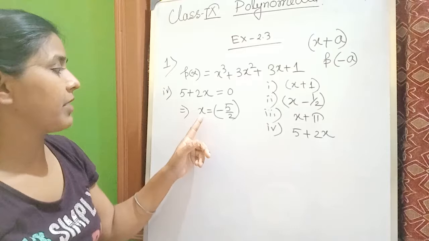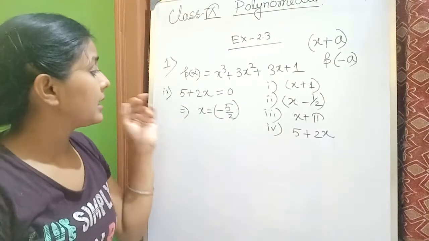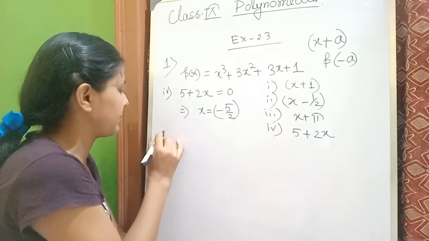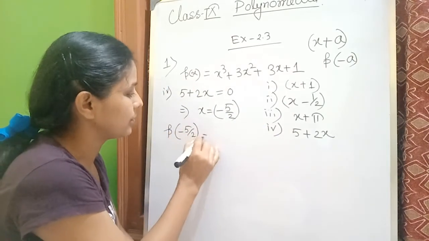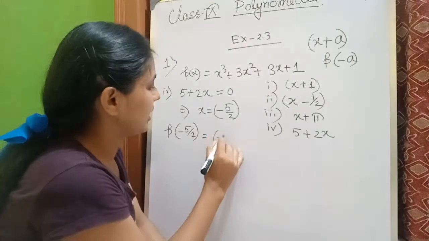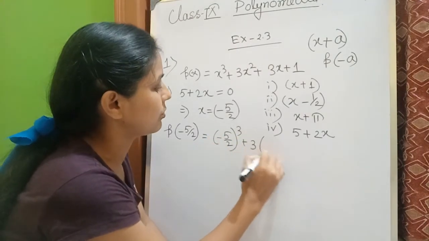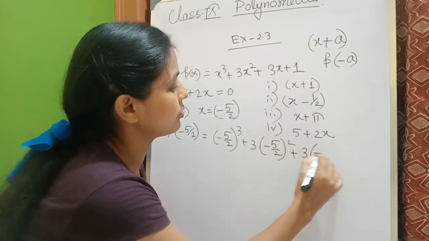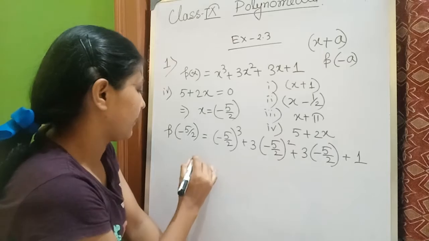From this we can find out x's value as minus 5 by 2. This minus 5 by 2 we will replace here. That means we will find out p of minus 5 by 2, that is equal to (minus 5 by 2)'s whole cube plus 3 into (minus 5 by 2)'s whole square plus 3 into minus 5 by 2 plus 1.